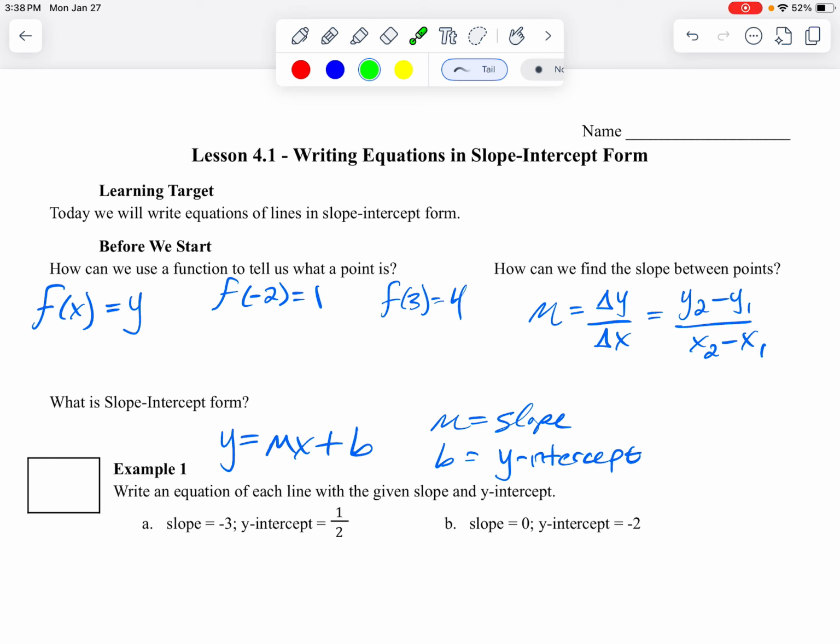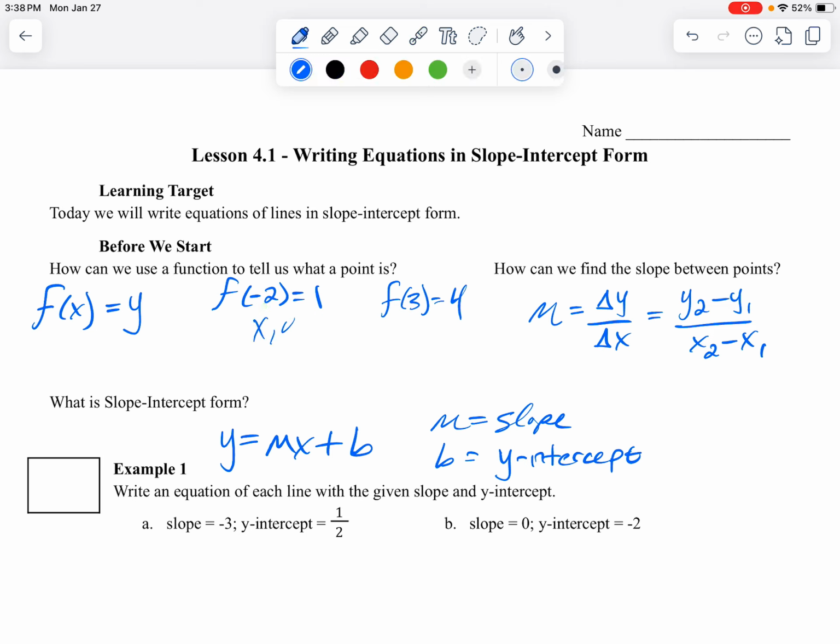That's our function. But we can think of this as just being y, right? And then whatever's in the parentheses, that's our x value. So you might see something written like this, and that's just communicating a point to you. So we would say f of -2 is 1. That's how we would say that.